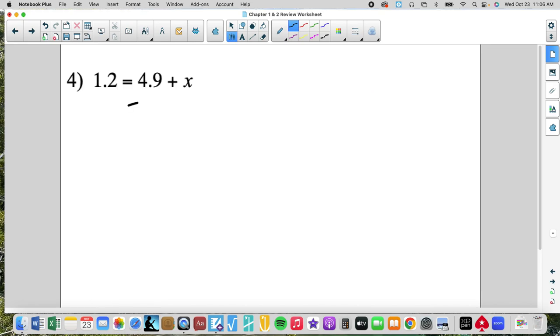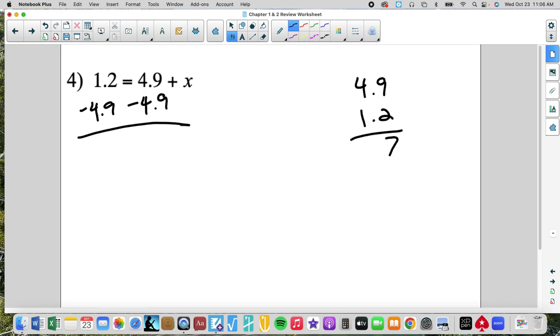We have decimals. We're going to subtract 4.9. We have signs that are different. We have 4.9 and 1.2, so that gives us 3.7. We have more negatives than positives. So we end up with negative 3.7.